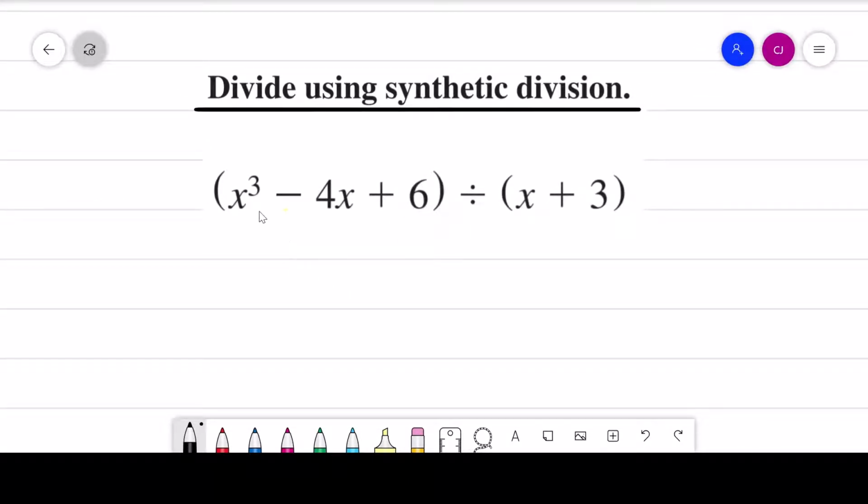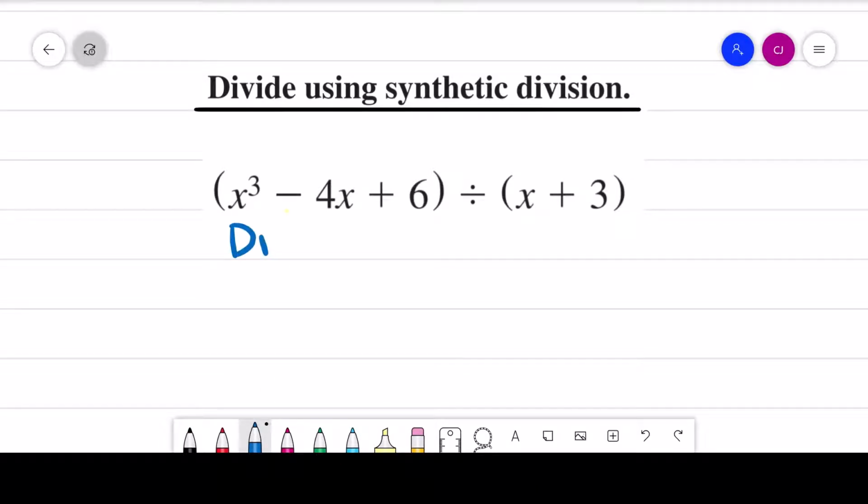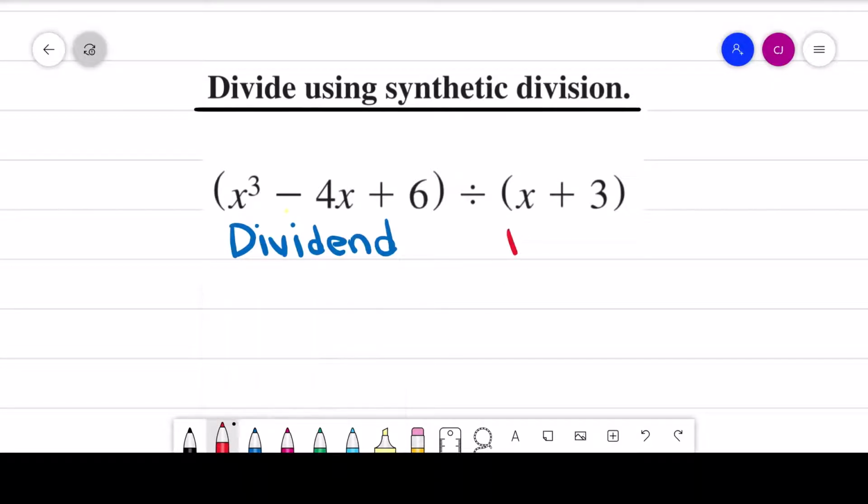Now I notice that my dividend is missing a term. My divisor I don't have to worry about, since my divisor is a linear factor, it's already in standard form. It's not missing a term. So that's the good thing about synthetic division, that you don't have to worry about your divisor. It's already set up. It's in standard form and descending order. What you do have to pay attention to is your dividend.